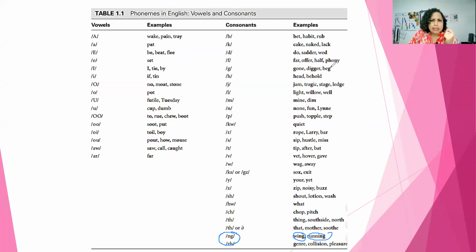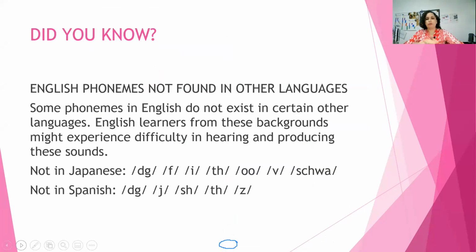And the other and last phoneme, but not least in importance, the H. It gives a sound like J, for example: genre, collision, pleasure. A little complicated, but the more you practice, the more you're going to get these sounds. Okay, let's keep moving because we need to look at the examples and how we use this.